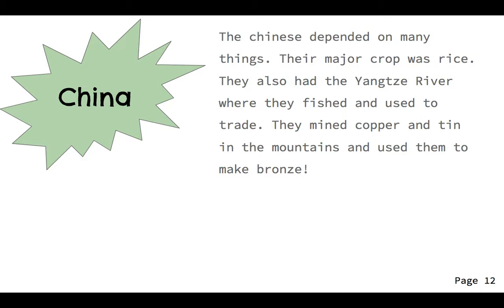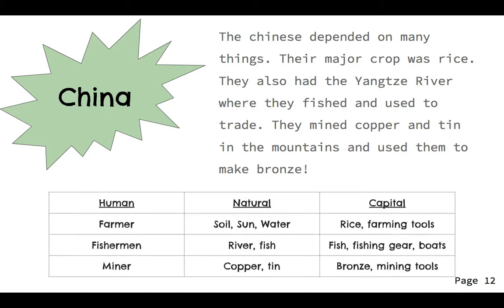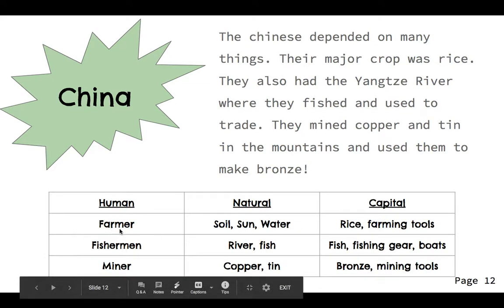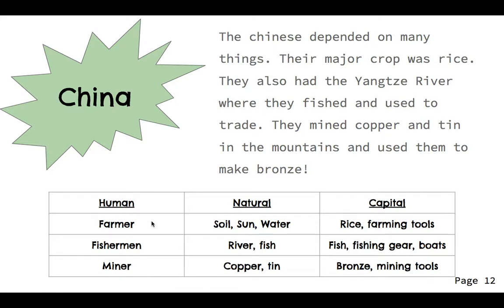But I'm going to show you a little chart that might help you determine which is which. So they had farmers, fishermen, and miners. And think about what each of these jobs would need. The farmers would need soil, sun, and water to grow their crops. Those crops would be rice, and they would need farming tools. So those would be the capital resources. Remember, human resources are the people doing the job. The natural resources are things they use that come from nature. And capital resources are tools they use or the goods that they make.